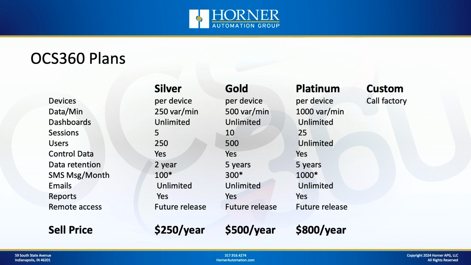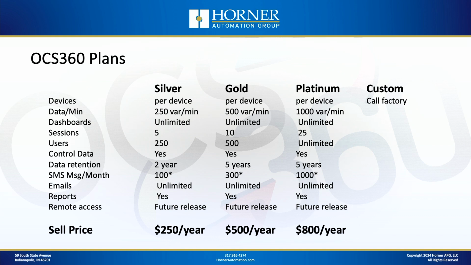So at the silver level, a couple lines down on that chart there, you see it's 250 variables per minute. Doesn't matter whether it's Boolean variables or floating point or anywhere in between. A variable is a variable. So 250 variables per minute. With gold, that's doubled to 500 variables per minute. And with platinum, it's 1,000 variables per minute. All right. And then we've got the pricing there on the bottom. So you can see that as well.